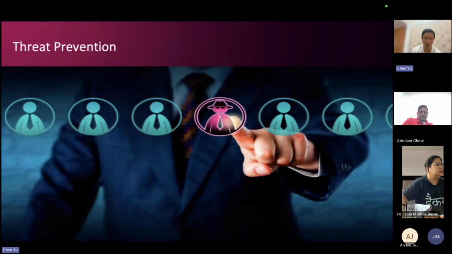And the third thing we need to consider is threat prevention. If you're looking into threat prevention, for different vendors, I think the difference is more on how many signatures you have, how much intelligence you have.